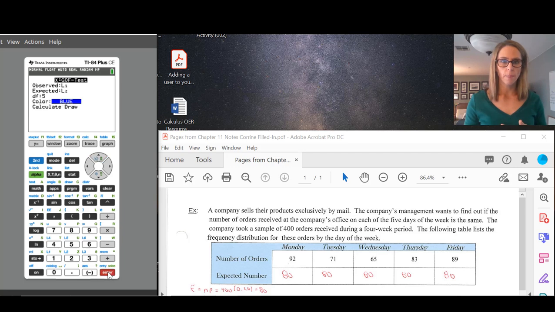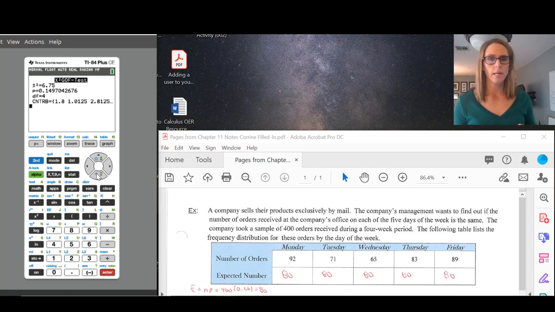We press enter. And then we want to tell the calculator the observed values are what the company observed, and that is in list 3. And the expected would be what we would expect if they were equally distributed, which is 80 orders per day. So that was in list 4. The degrees of freedom here, it's the number of categories, which in this case is the number of days, which there are 5, minus 1, so 4. And then we just press calculate.